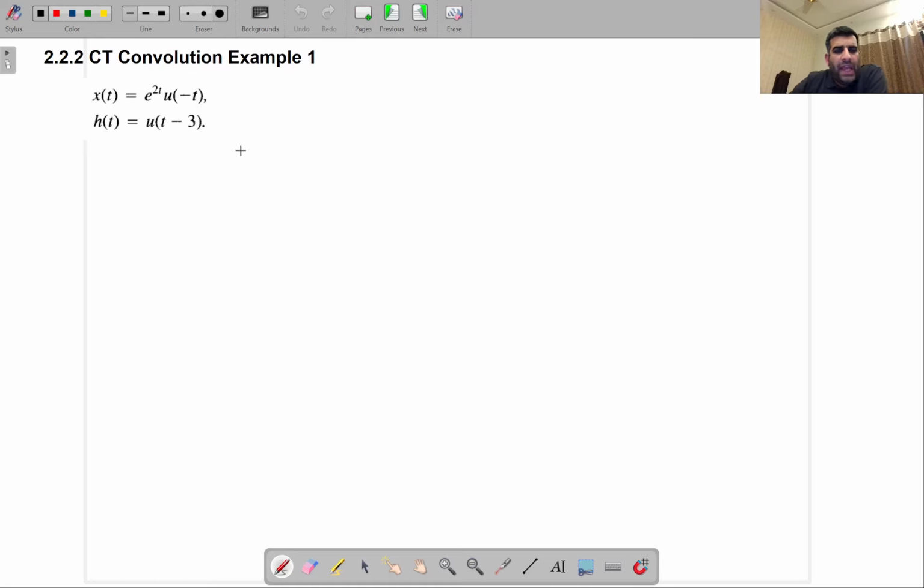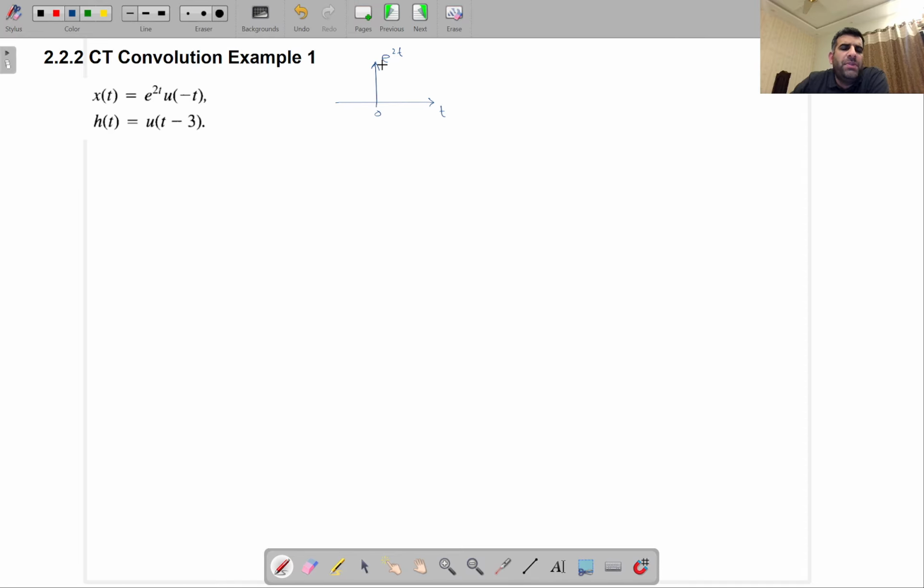Hello everyone, and now we are going to look at the convolution example. So let's first draw these signals. Signal x of t is basically, you can see that there are two signals in it. So let me very quickly plot them separately first. The first signal in x of t is e raised to power 2t.